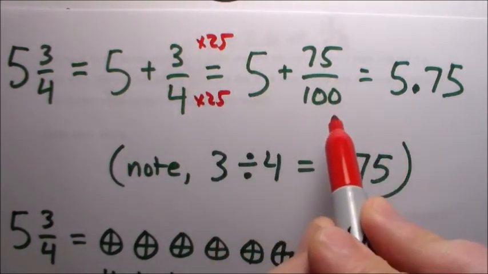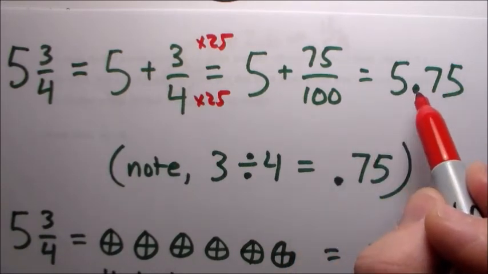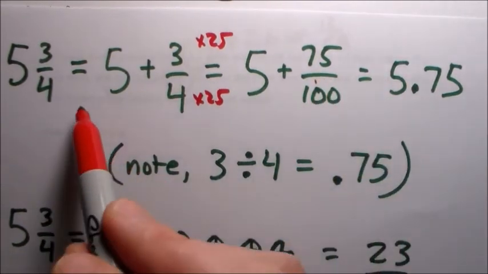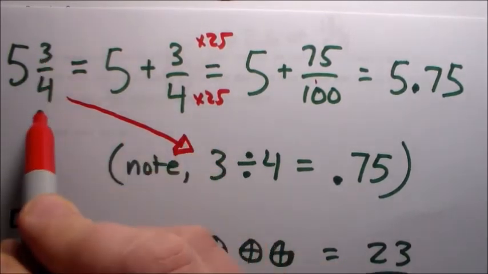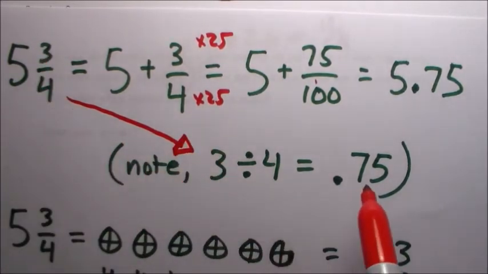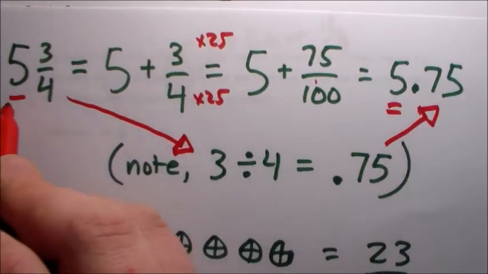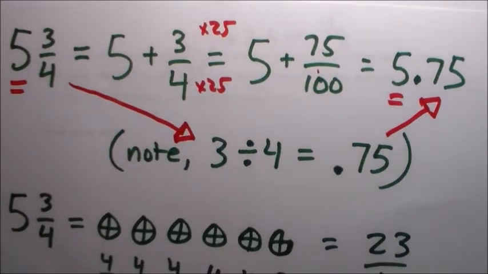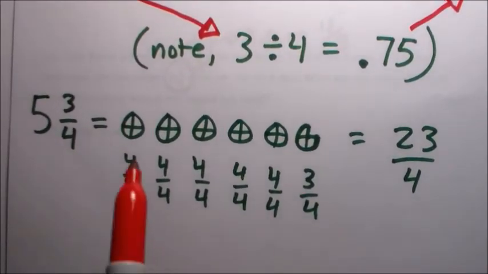So you can just think of it as 75 over 100 is 75 hundredths, or you can do, and this is how I would do it, just think of this fraction over here, 3/4, as 3 divided by 4 equals 0.75. Keep your whole number the same, and boom, there you go. 5 3/4 equals 5.75.